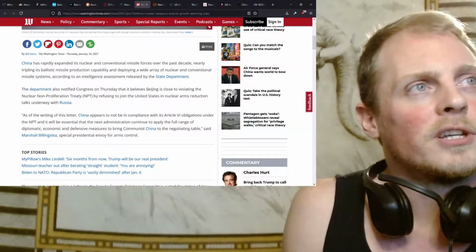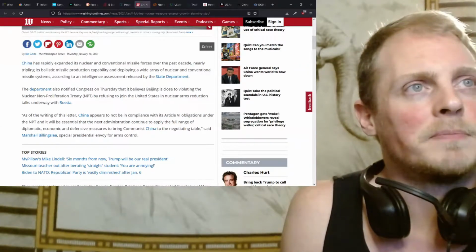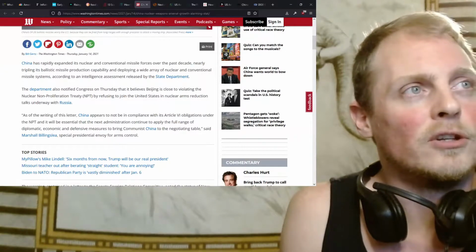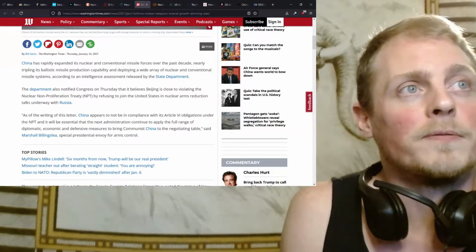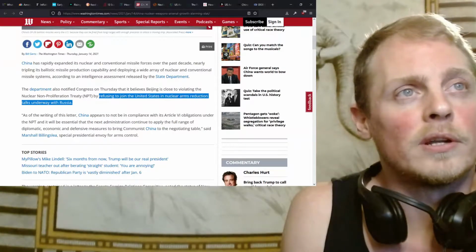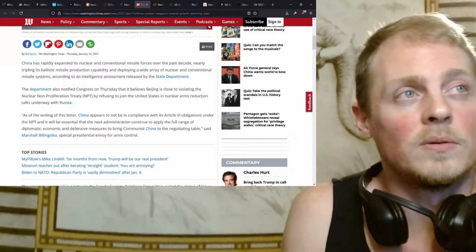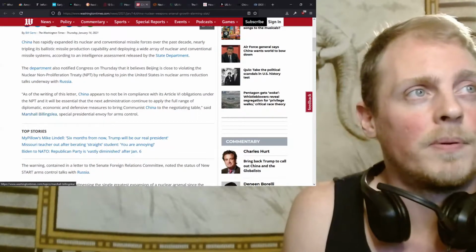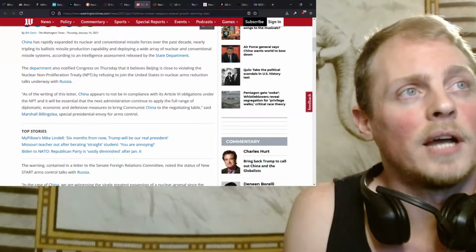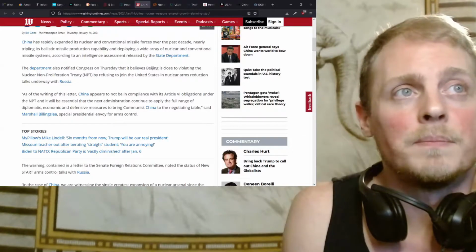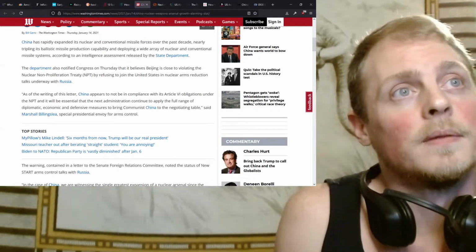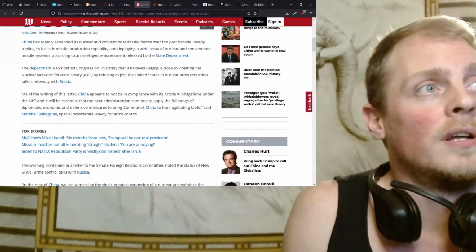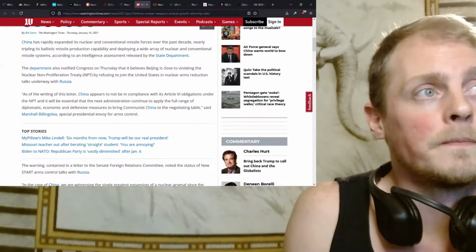The department also notified Congress Thursday that it believes Beijing is close to violating the Nuclear Non-Proliferation Treaty by refusing to join the United States in nuclear arms reduction talks underway with Russia. As part of the writing letter, China appears not to be in compliance with the Article 6 obligations under the NPT.